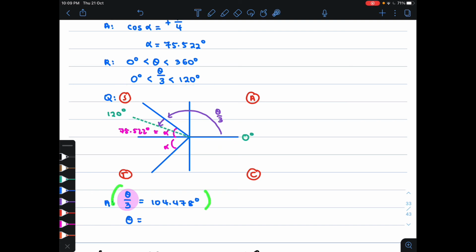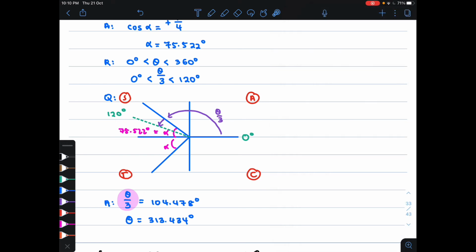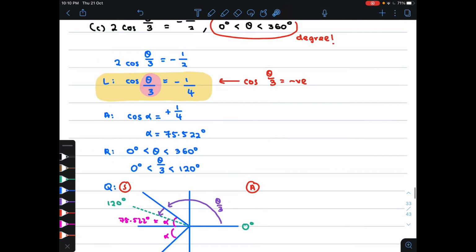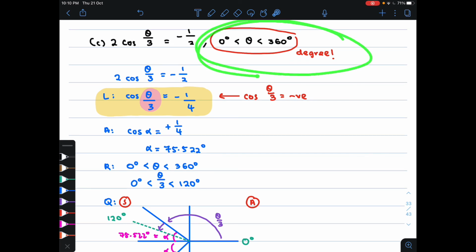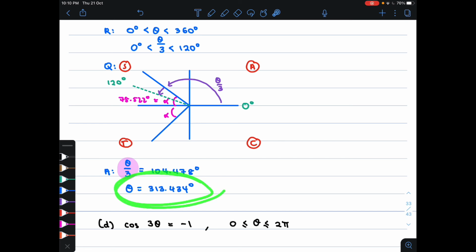So times everything by 3. And the answer is 313.434. Don't forget to check your question. The final answer should be in degrees, and hence this should be in degrees as well. So that's for question C.